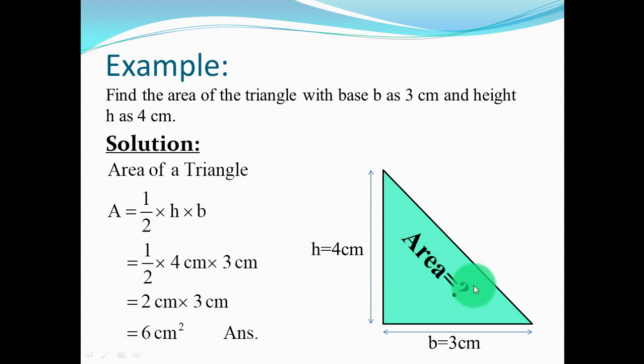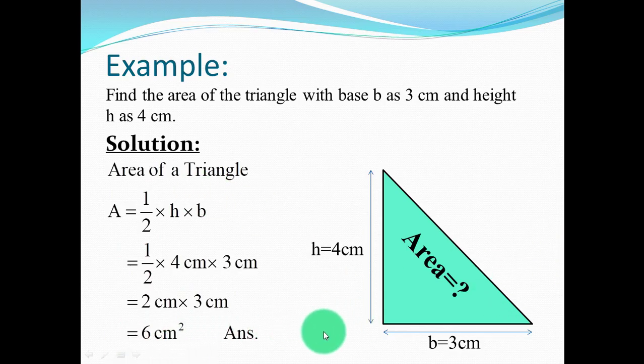What do we have to calculate? We have to calculate this area. How much space is enclosed in this triangle, or how much space we shaded and colored here. So let's see. 4 divided by 2 is equal to 2. 2 multiplied by 3 is 6 centimeter multiplied by centimeter, so 6 centimeter square. So the area of this triangle is 6 centimeter square.